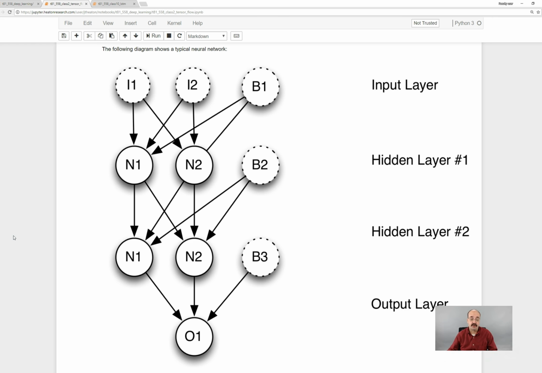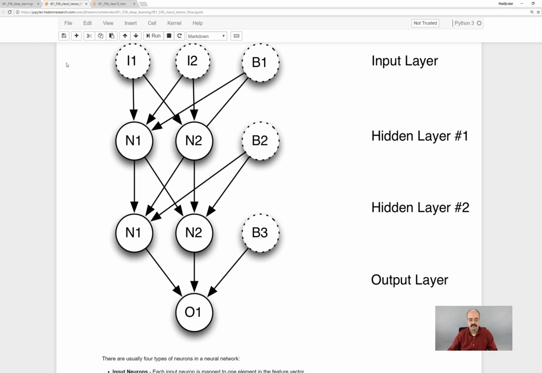Later we'll see that when we train it, there is a back propagation technique, and that back propagates the errors backwards through it. So it's feed forward, back propagation. Back propagation is what adjusts these weights so that the neural network learns and can produce meaningful output.